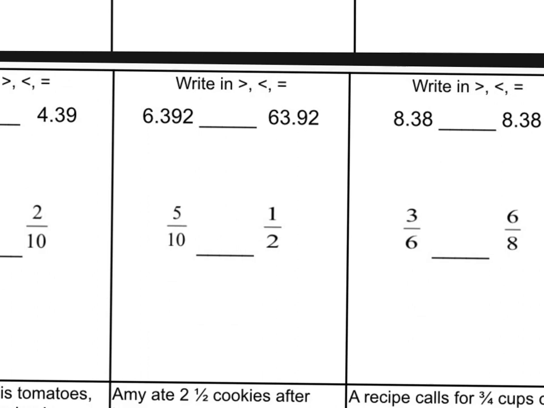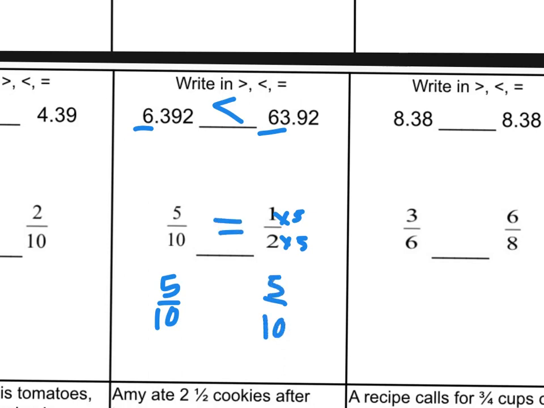Let's go into the inequalities. This is 6. This is 63. So obviously 63 wholes is bigger than 6 wholes. This needs to have a common denominator. They both have 10 in common. We do the same here. This is times 5, times 5. And we notice that they are actually equal to each other because 5 tenths and 1/2 are equal. They're both halves.